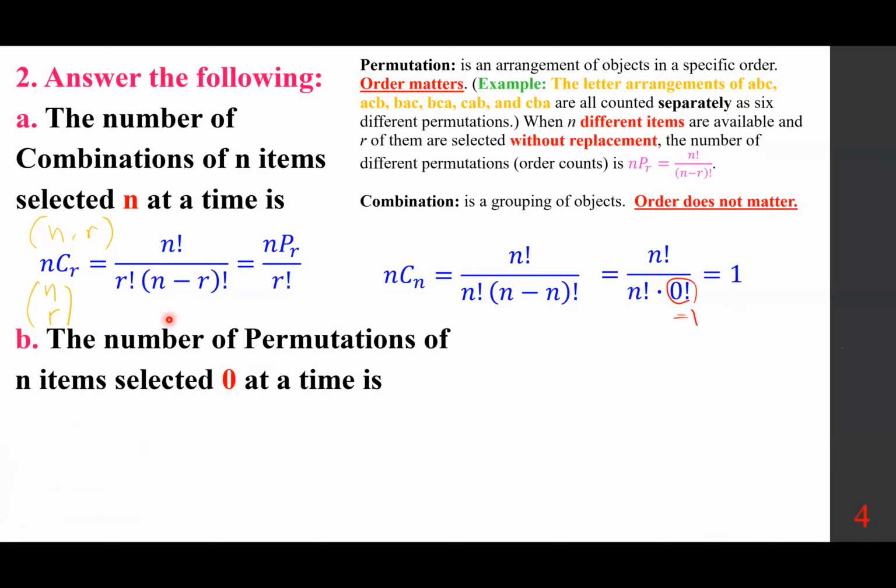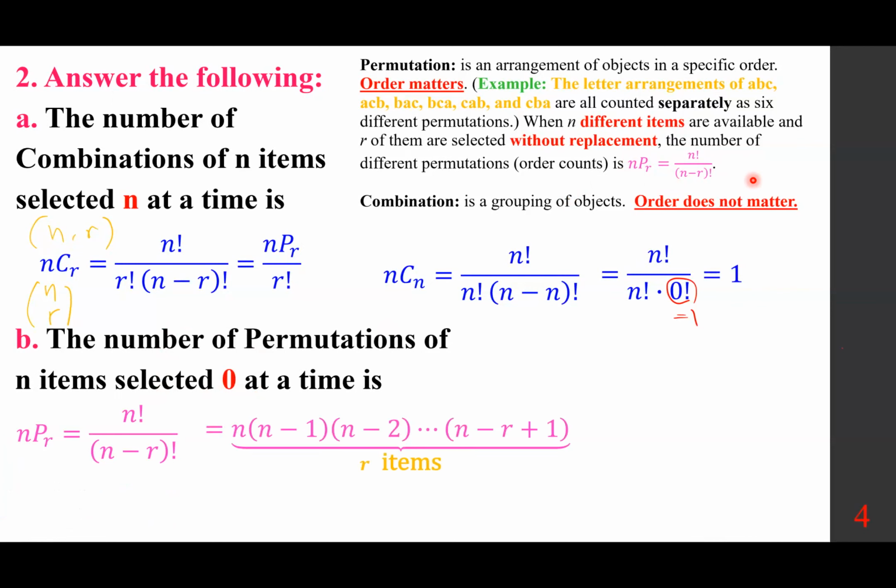The number of permutations of n items selected 0 at a time, so we are going to use this formula replacing r by 0 in this formula. By the way, it means n times n minus 1 all the way to n minus r plus 1, that's r items. So in this example, since the denominator is also n factorial, the ratio is 1. So both of them end up being 1, but here's the justification for that.